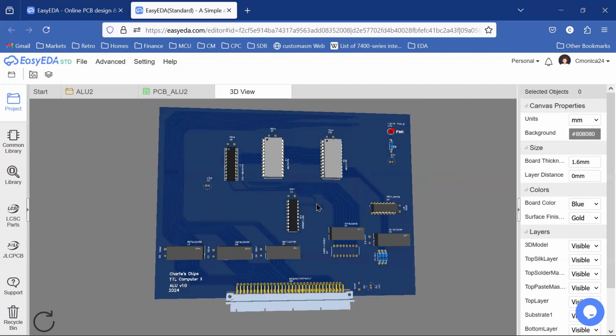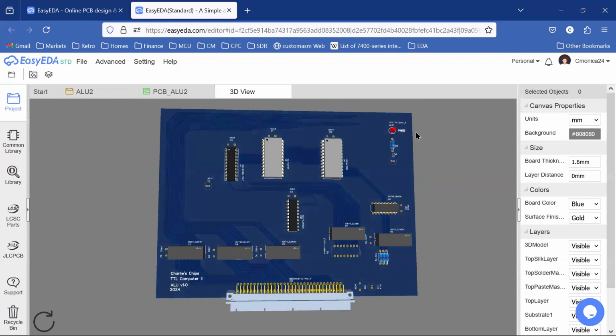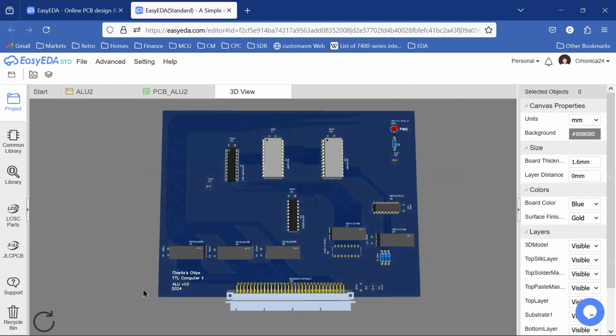Nothing too spectacular or different from this card from the others. Again, it's the same board outline, 200 millimeters by 150 millimeters. Okay, so that's our ALU card. I'm going to do a final check on that tomorrow and get this off to fabrication.